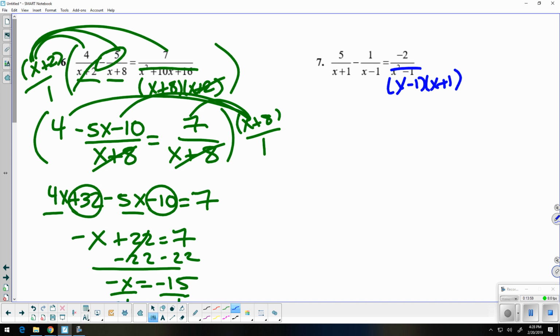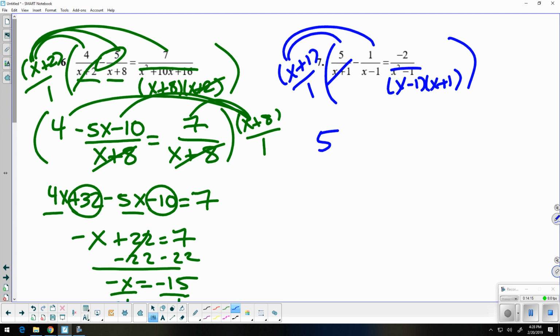I'm just going to start with x plus 1. I want that to go away. So I have x plus 1 over 1, multiplying every single term by x plus 1 over 1. So starting with the first one, it cancels my denominator, I just have 5 left in its place. When I multiply the next one, again, it's negative 1 technically. It's a minus 1 times x plus 1. So that's going to make this minus x minus 1 over x minus 1.